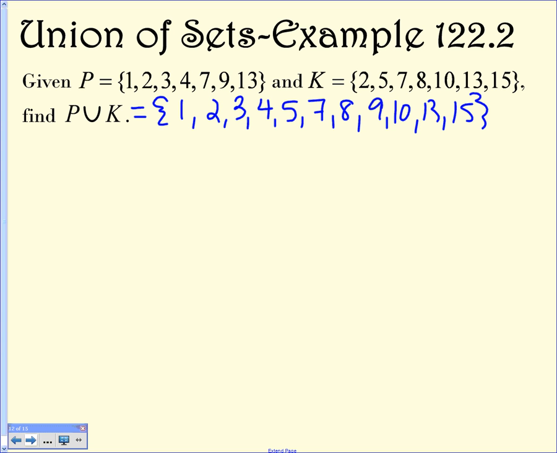Easiest way to tell if you duplicated them? You cross out one of your doubles. The easiest way to tell that you didn't duplicate is to put them in lowest to highest order, and you can see I only have one of every number. Make sense? Okay, so that's intersection and union.